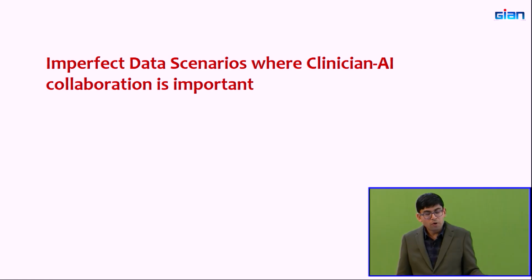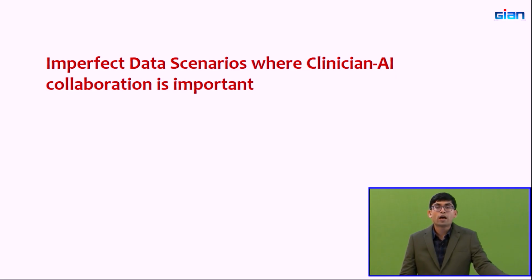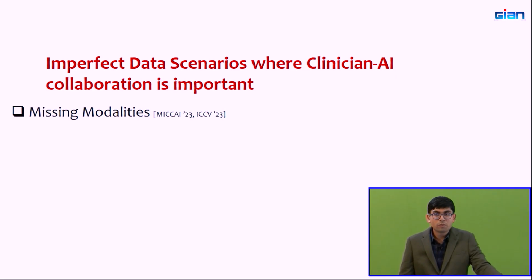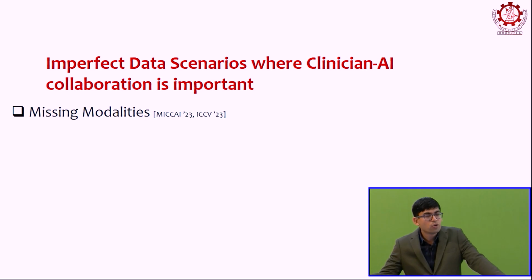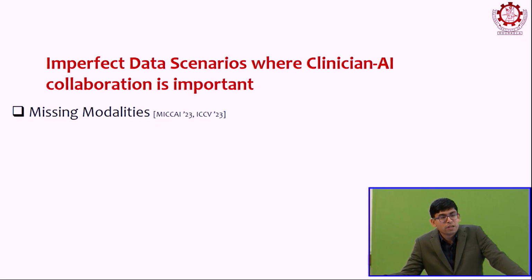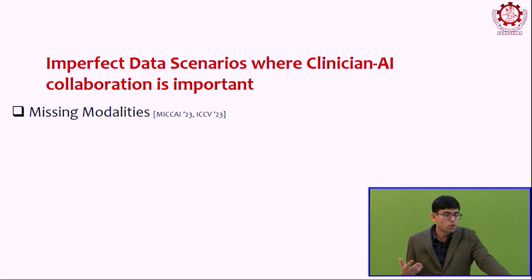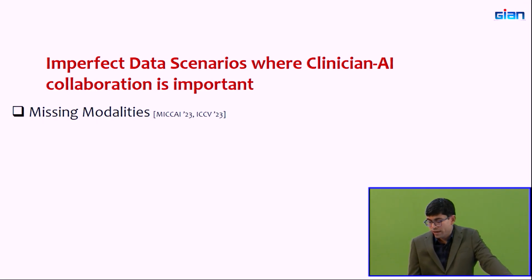So here are some of the imperfect data scenarios where clinician-AI collaboration is extremely important. Missing modalities. In the previous lecture, we looked at how we need T1 scans, T2 scans. A lot of these models, like UNet models, for example, need different modalities or different protocols to be able to generate proper segmentations of tissue. In that context, we looked at tumors. But what if you have certain modalities or protocols missing? This is true for all domains, not just the medical domain, but it becomes more crucial in the medical domain because it's inherently multimodal, right?